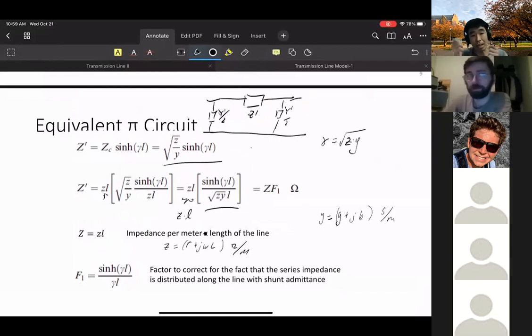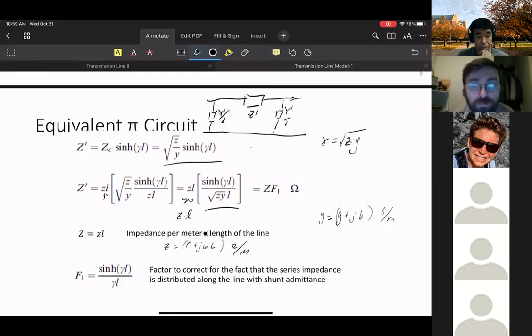Because when you buy a line, what does the line tell you? The line will tell you its per meter impedance as this number. The manufacturer of the line doesn't know how long this line will be used, how long this transmission line is. So what you do is take that per meter information, plug it into this equation, and find Z prime and Y prime.